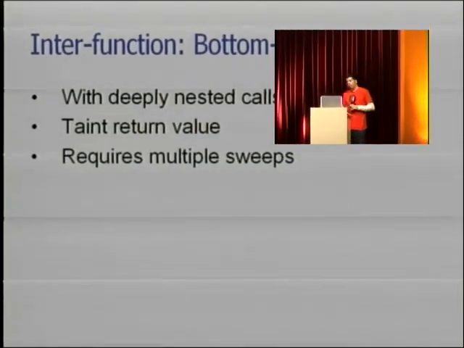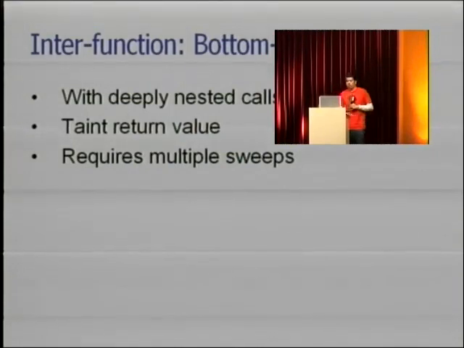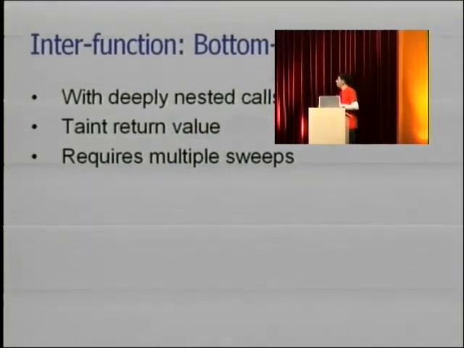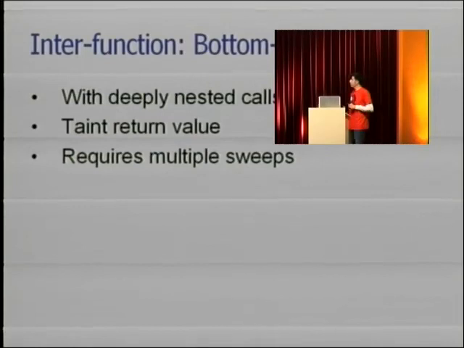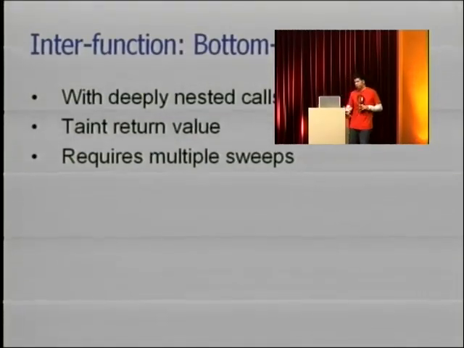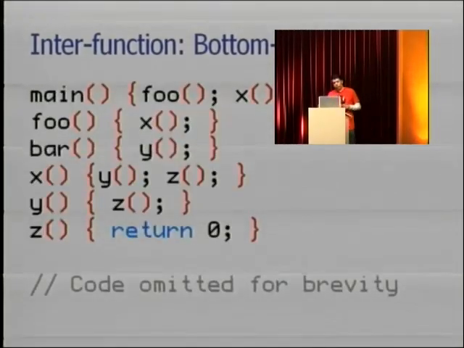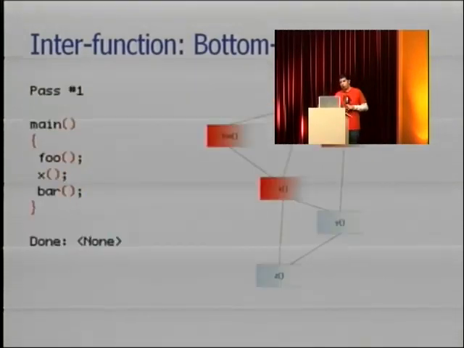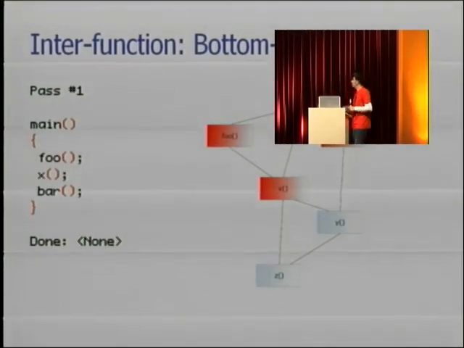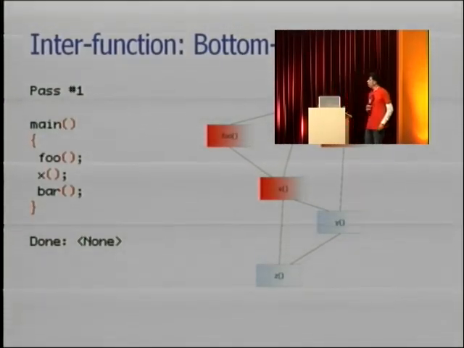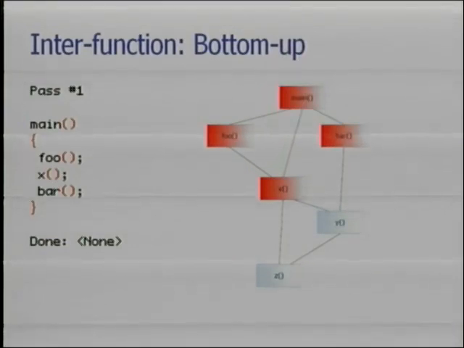So it works well for deeply nested calls. You're basically tainting all the return values, but it's going to require multiple sweeps. So this is the same code. And the first pass, this is a little bit different. The first pass, what we do is we start in main, and we look at all the function calls in main. And if they're calling something else, if they're not solved, none of these are solved.